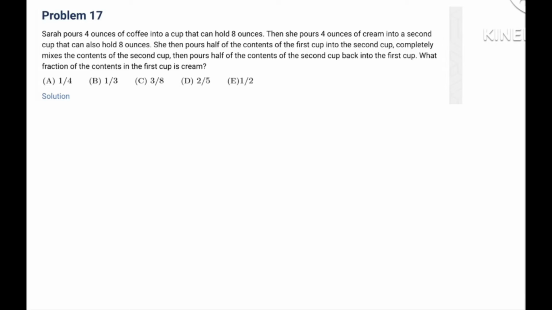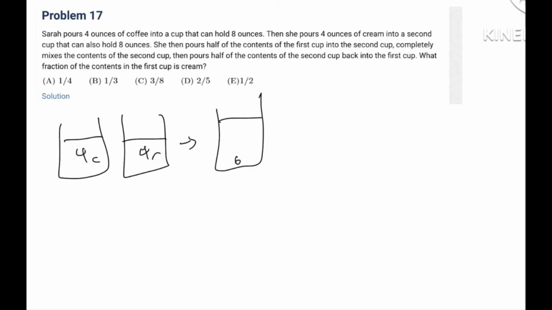Okay, so let's draw this out. So she has 4 ounces of coffee. Then she pours 4 ounces of cream. She then pours half the contents of the first cup into the second cup. So there will be 6 ounces, and 1/3 would be coffee, 2/3 would be cream, and completely mixed. And then she pours half the contents of the second cup, so that would be 3 ounces, back into the first cup.